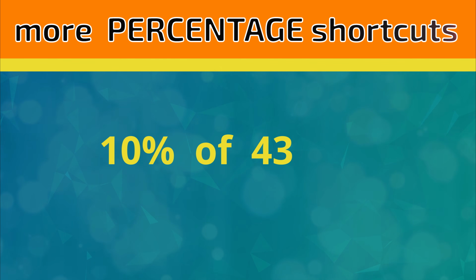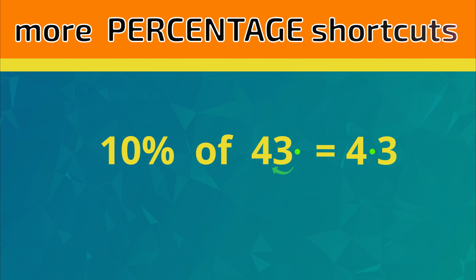Let's do 10% of 43. Again, we divide by 10 by moving the decimal point 1 place backwards. So 10% of 43 is 4.3.